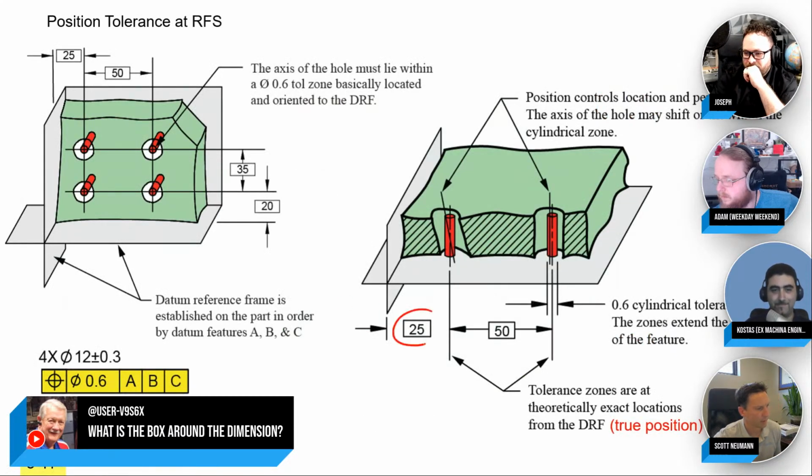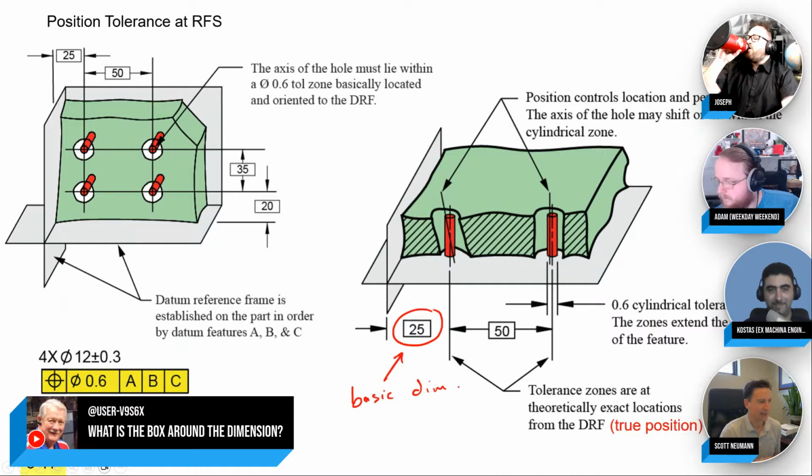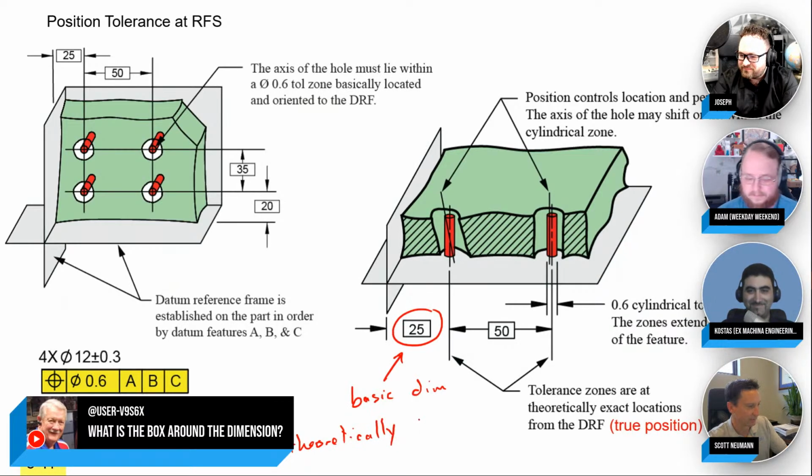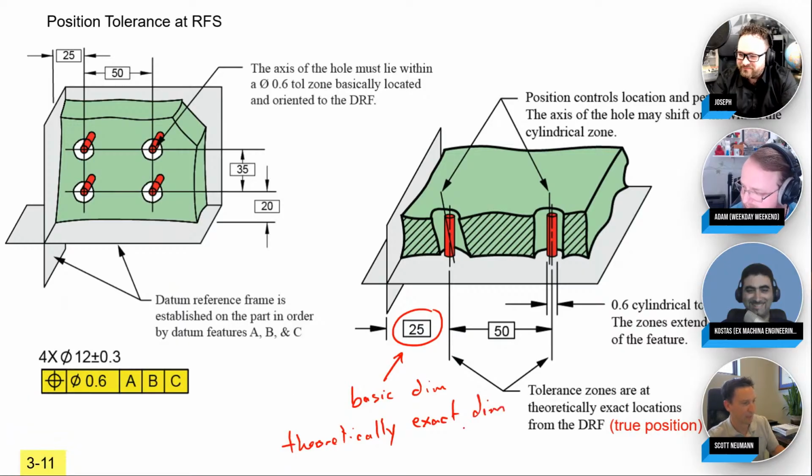So, the box around the dimension, in ASME, we call it a basic dimension. And I actually don't like that term. I don't think it hits hard enough. It sounds like it's just a simple dimension or something. ISO, I think, really nails it. They call it a theoretically exact dimension. I like that term. They call it the TED, right? The theoretically exact dimension, like where it's supposed to be.